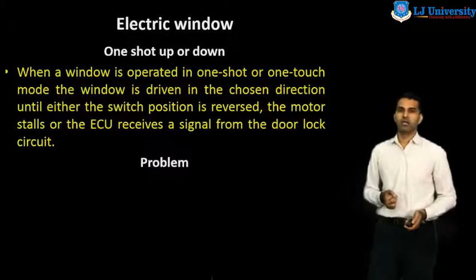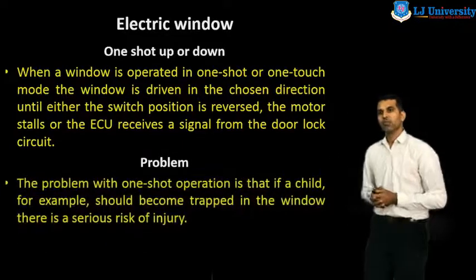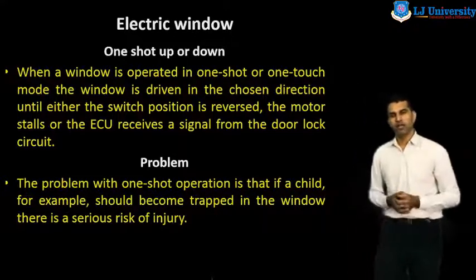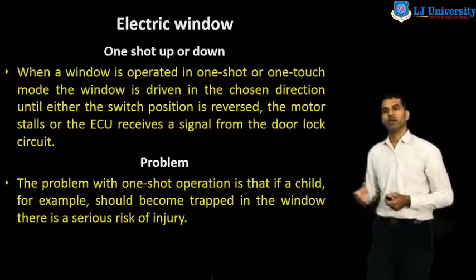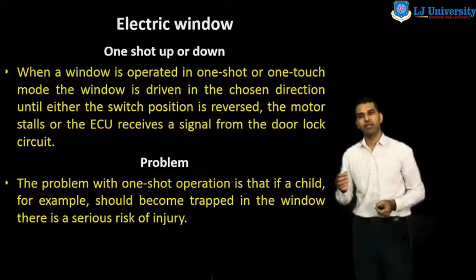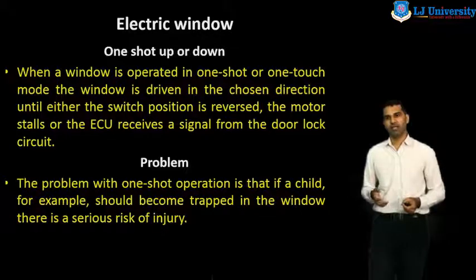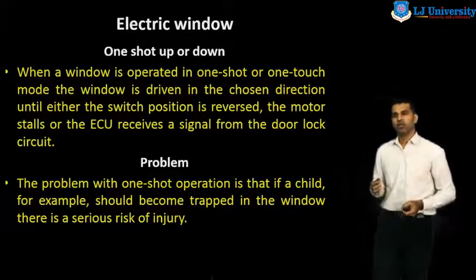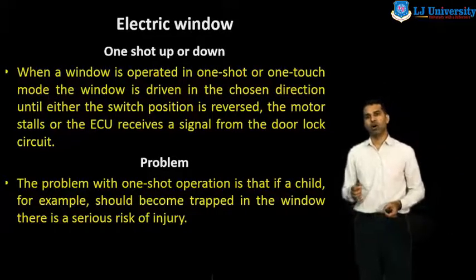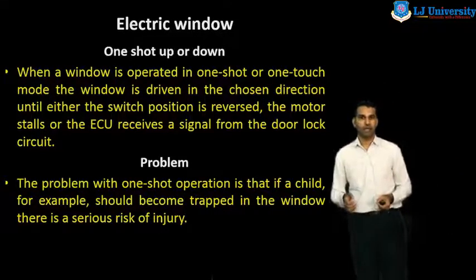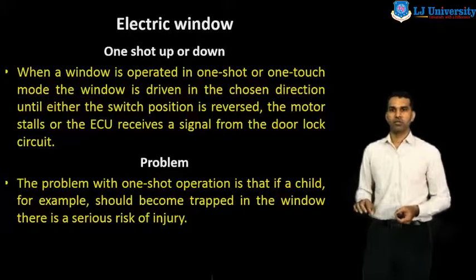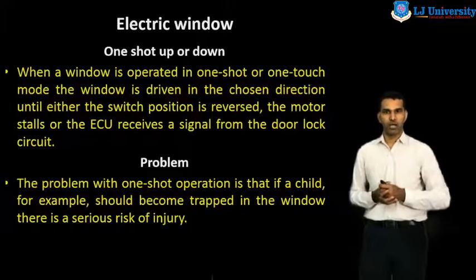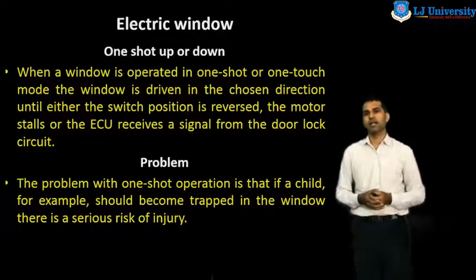Now the problem of this circuit. The problem with the one shot operation is that if, for example, a child should become trapped in the window, there is a serious risk of injury. Like if the child presses it just one time, and their hand is at the side of the window, then there is a chance of injury.